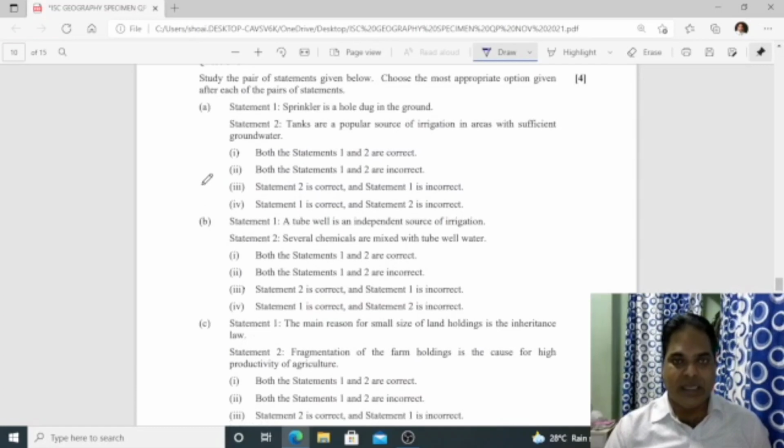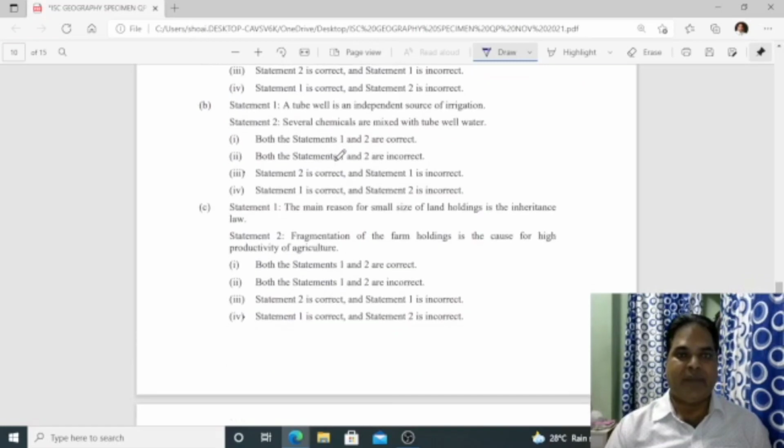Number 1, sprinkler is a hole dug in ground. Tanks are a popular source of irrigation in areas with sufficient groundwater. So both the statements are correct.